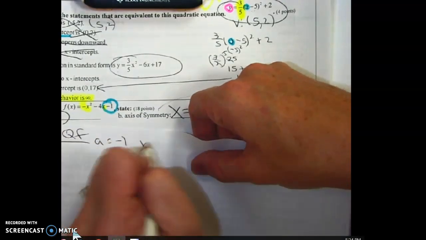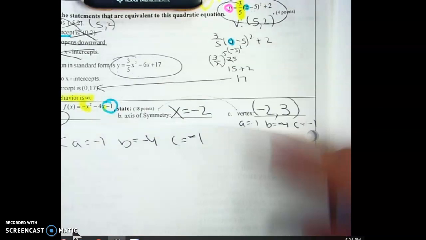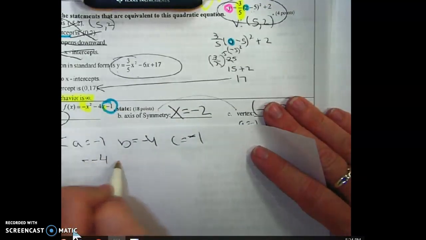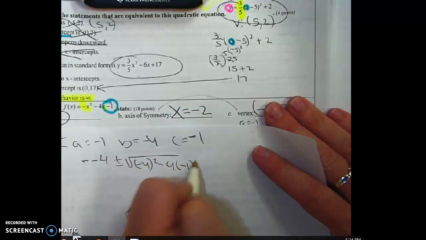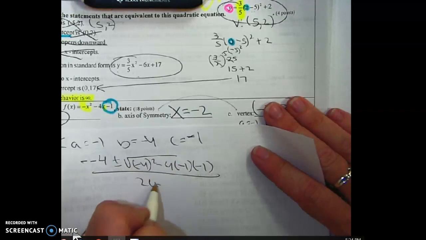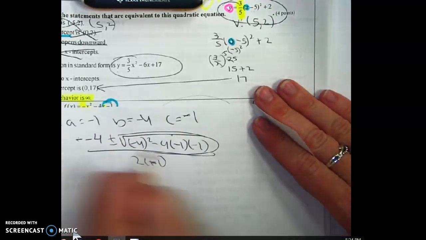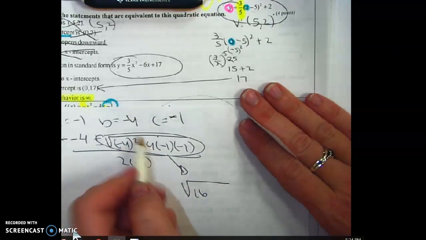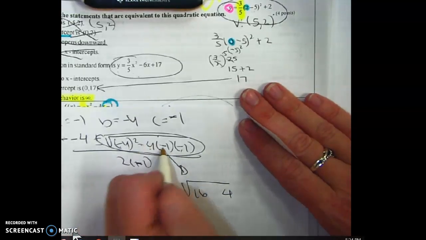That means I get a, b, c. Okay? And now I'm going to go -b plus or minus the square root of b squared minus 4 times a times c, all over 2 times a. Okay? So remember my issues, I'm going to take care of that first. So 4 squared is 16. 4 times 1 times 1 is 4. A negative and a negative is a positive.